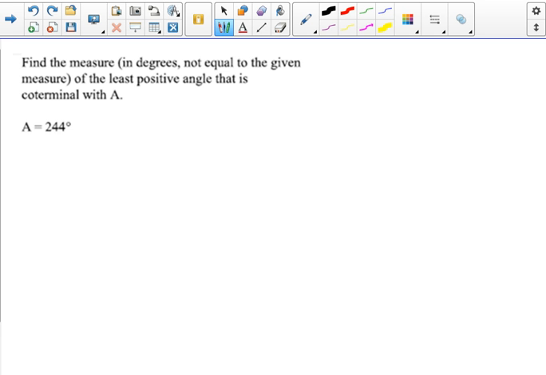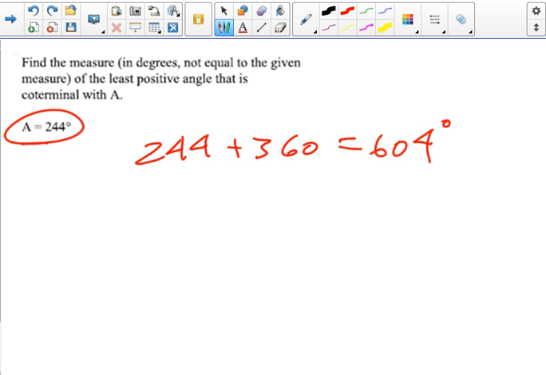Find the angle measure in degrees not equal to the given measure of the least positive angle that is coterminal with A. So positive, I don't want to go negative, so I'm not going to subtract 360. I need the next biggest positive angle. So that just means I'm going to take 244 plus 360. I'm going to get 604 degrees, unless I've done my arithmetic incorrectly. It's the next biggest positive angle that will be coterminal with that.